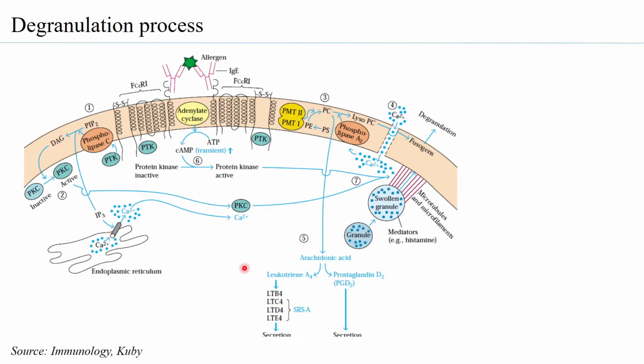So inside the cell, you have the calcium levels increasing. So the calcium is acting as a secondary messenger. Plus, what is also happening is that the phosphatidylcholine in fact is able to help the arachidonic acid get converted to leukotrienes and prostaglandin, and leukotrienes and prostaglandins are secondary mediators. They are also responsible, or they are pro-inflammatory in nature.